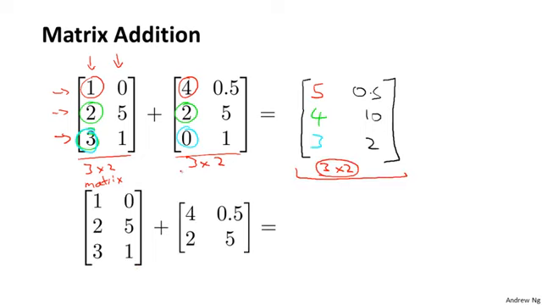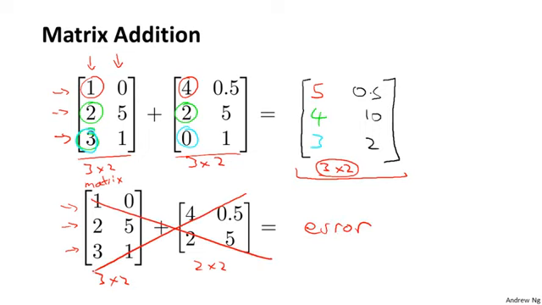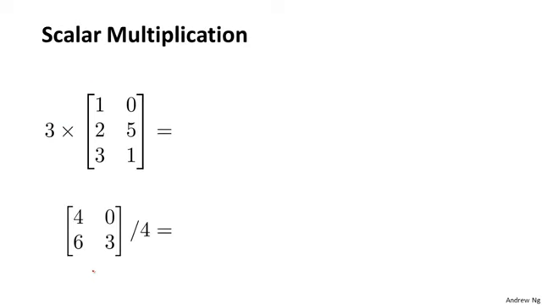Whereas in contrast, if we were to take these two matrices, this one is a 3 by 2 matrix, so again 3 rows, 2 columns. This here is a 2 by 2 matrix. And because these two matrices are not of the same dimension, this is an error. So you cannot add these two matrices, and their sum is not well defined. So that's matrix addition.